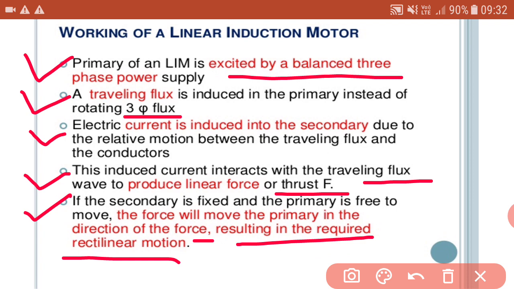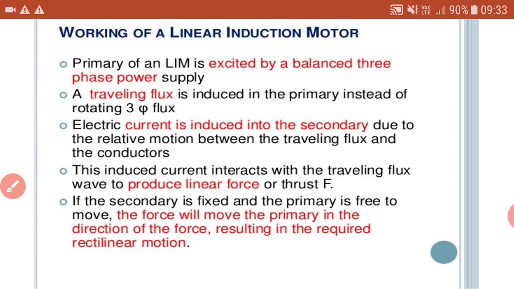If we make the secondary fixed, and the primary is free to move in a linear motion, then the force will move the primary in the direction of the force, and what is the result? Resulting in the required rectilinear motion. So it is not a circular motion but rectilinear motion.